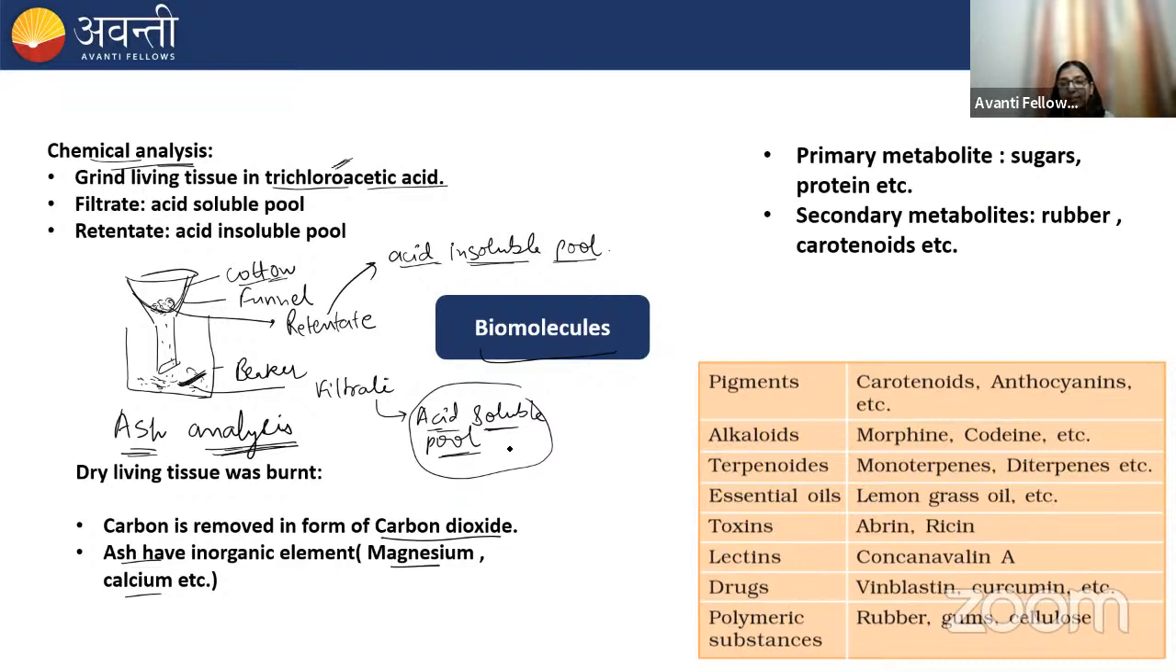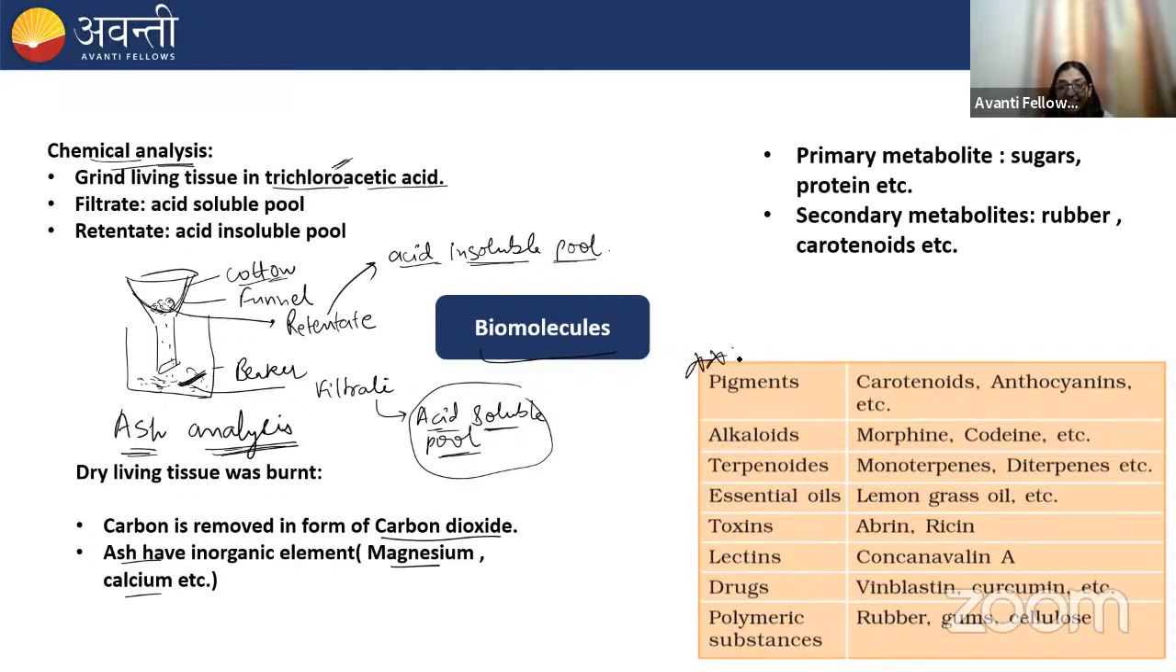Now let's discuss the metabolites. There are two types of metabolites, primary metabolites and secondary metabolites. Primary metabolites are those which play a very important role in the normal physiological processes of the body, like sugar and protein. Secondary metabolites are those which are not essential for normal physiological processes, like rubber, carotenoids, alkaloids, essential oil, toxin, and polymeric substances. Secondary metabolites act as byproducts.